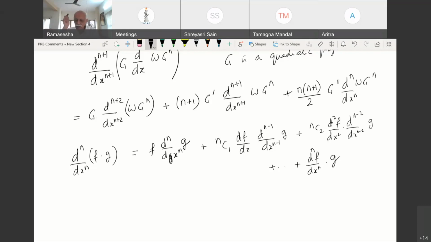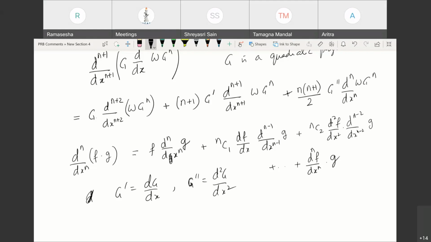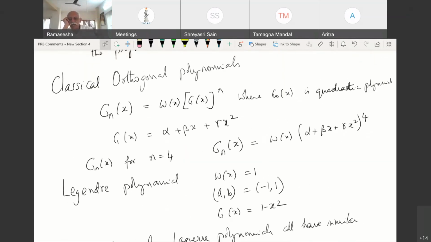Okay, any doubts? What I have said is that g prime is equal to dg by dx, and g double prime is equal to d squared g by dx squared. Now, because n is pretty large, what happens to g triple prime? In the case of classical orthogonal polynomials, I'm given g of x equal to alpha plus beta x plus gamma x squared. So what happens to d cubed g by dx cubed? It becomes 0. So it is only non-zero until the second derivative. Beyond that, it is all zero.